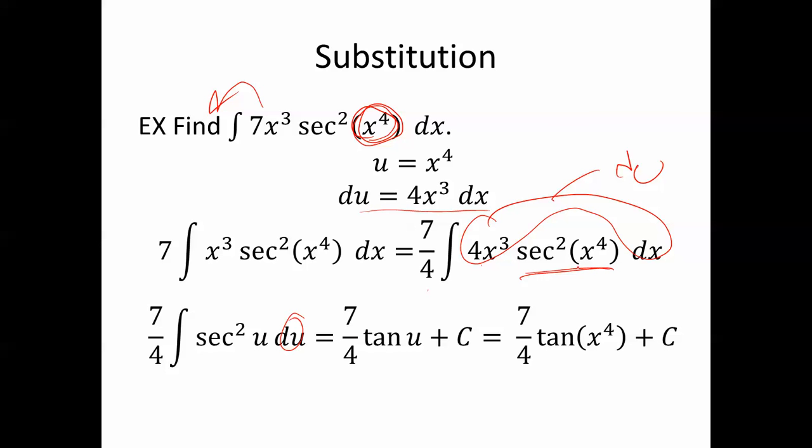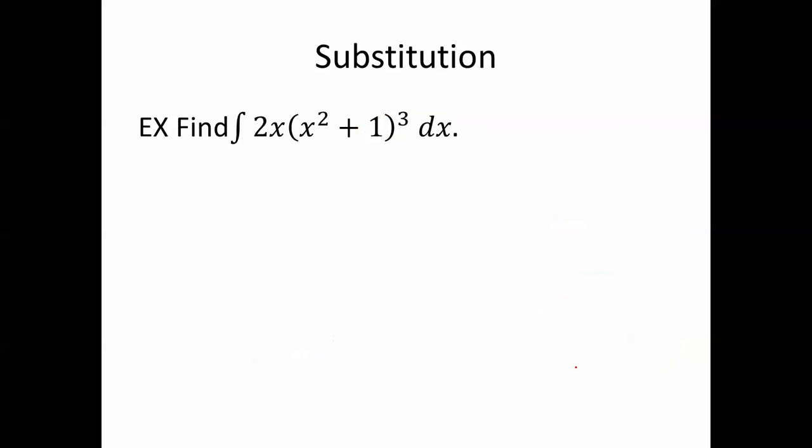And this is just going to be secant squared u. The integral of secant squared u, the antiderivative, is tangent u. So we get 7/4 tangent u plus c. In other words, 7/4 tangent of x to the 4th plus c.